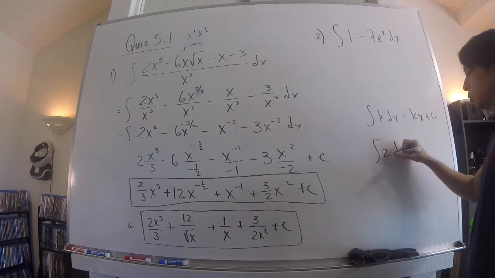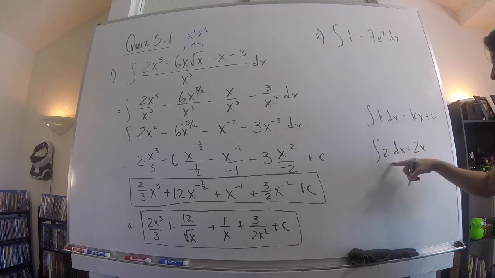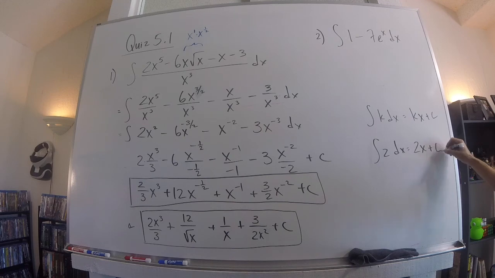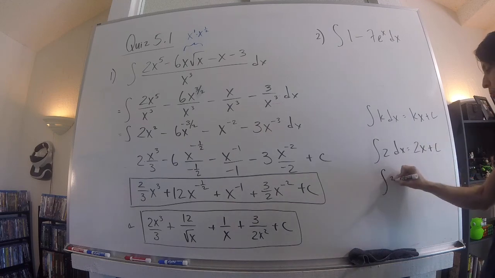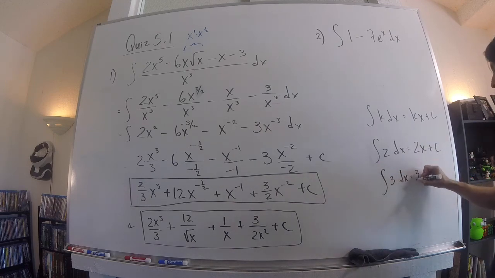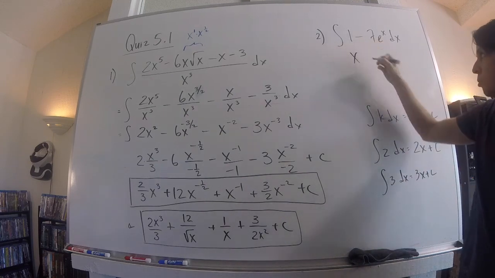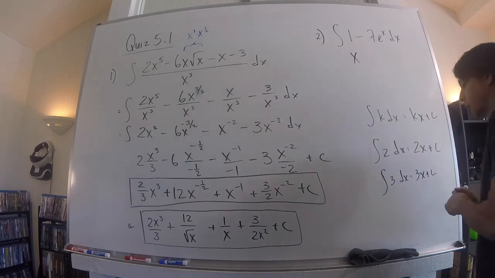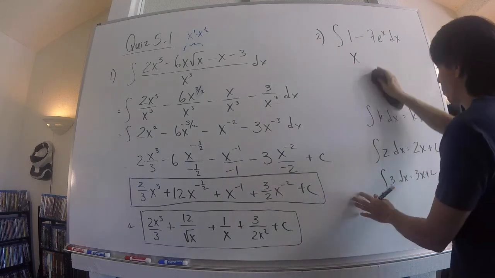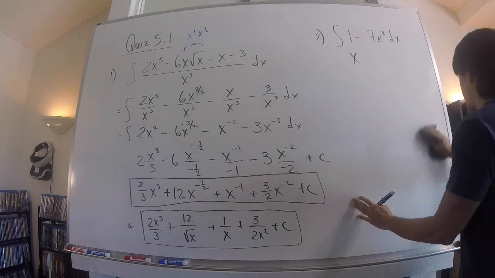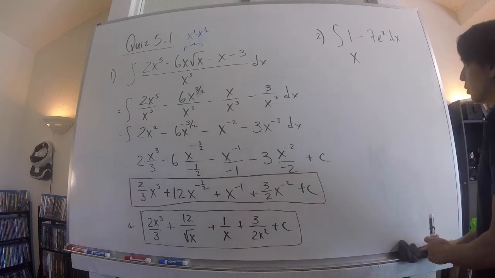So if you're integrating 2, just a constant 2, your antiderivative is 2x plus c. If you're doing the antiderivative of 3, it's just 3x plus c. And if you're doing the antiderivative of 1, it is just x plus the c. So that's what we're doing. The antiderivative of that 1 is x. The plus c I'll add on after I'm finished because I have another term.